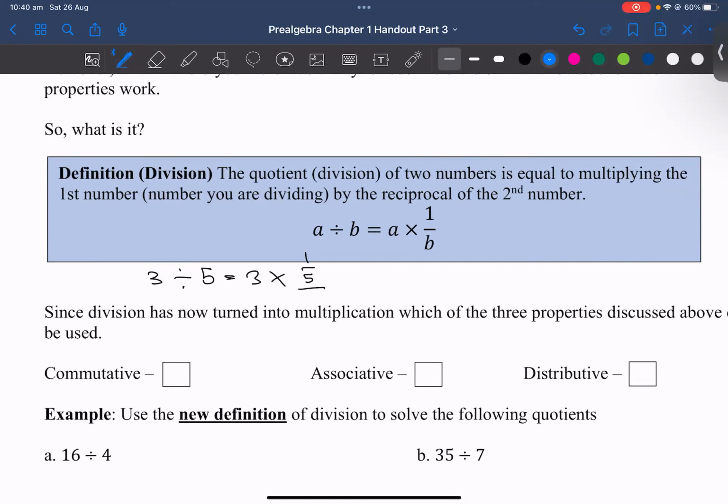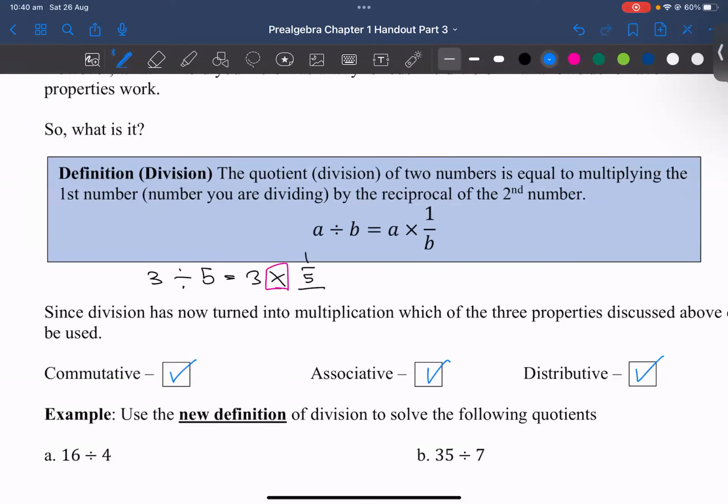Actually, I'm going to say right now, all 3 properties work. Why do all 3 properties work with this new definition? What's the operation we're doing now? Division turned into multiplication. All 3 of these properties work in multiplication. If we convert division to multiplication, all 3 properties work. Very good. That's one reason this is useful, but the second reason you will see when you do division by reciprocals.